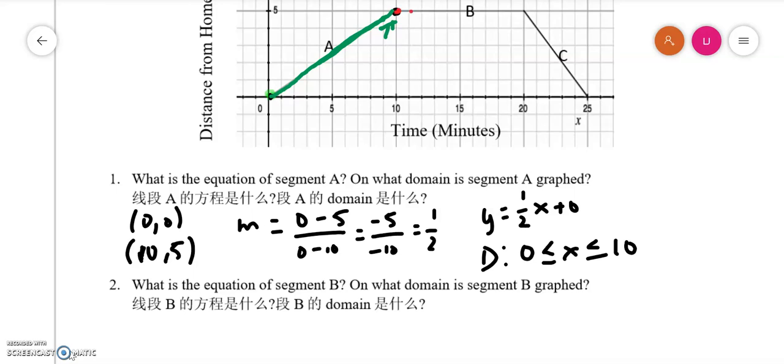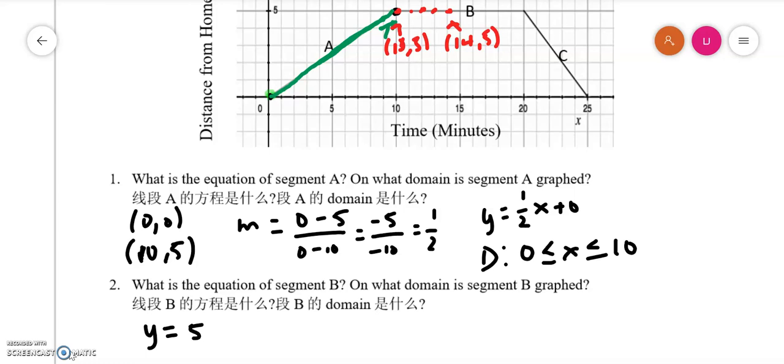So we know several points on segment B, just like we did with segment A. And notice for all of these points, this first one, the coordinate is (10, 5). The last one that I drew in, that coordinate is (14, 5). Notice how the y coordinates are the same, and it'll be the same for all the other dots too. So any horizontal line will have the equation of y equals something. And in this case, the y coordinate is 5. So we have y equals 5.